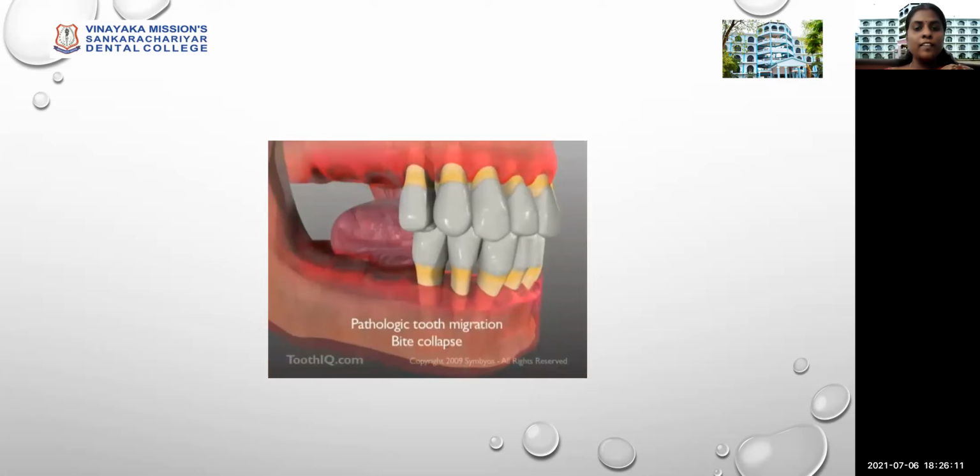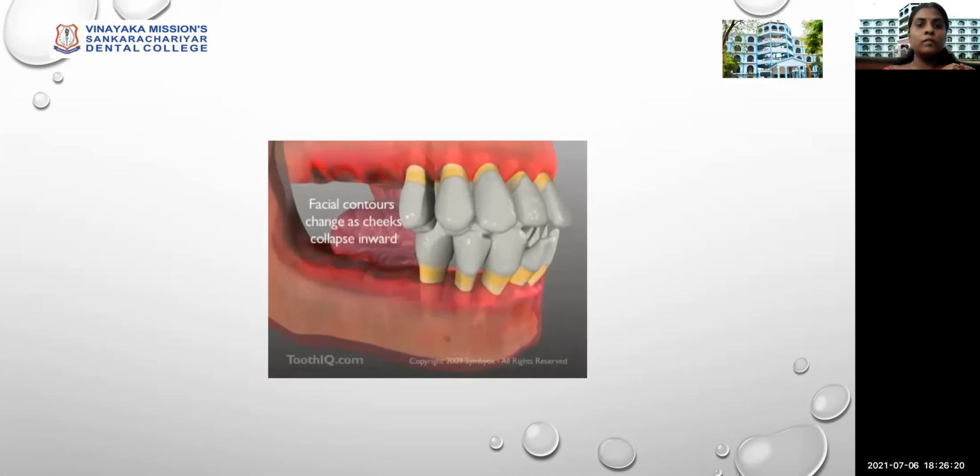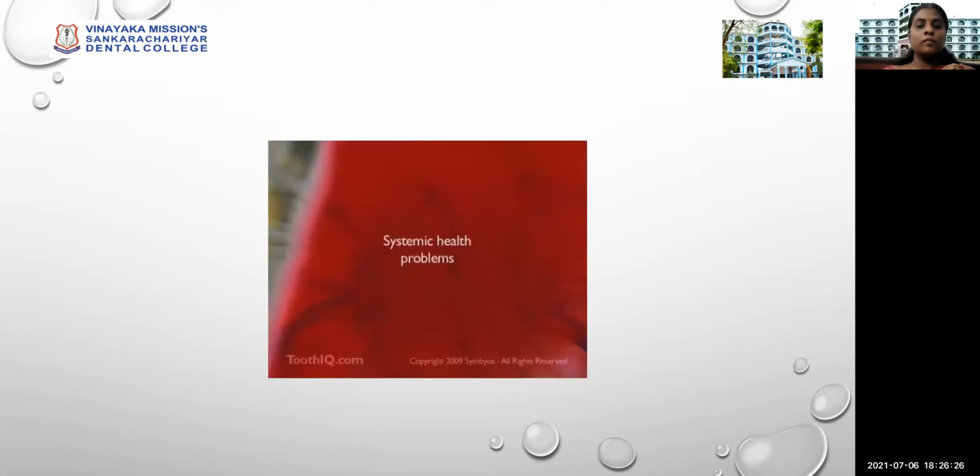When multiple back teeth are lost, you can see the TMJ problem here because of the pathological migration. They begin to tip and move. The cheeks begin to collapse inward where the back teeth are missing, and the lack of proper support for the jaw joints may cause them to ache, pop, and click.